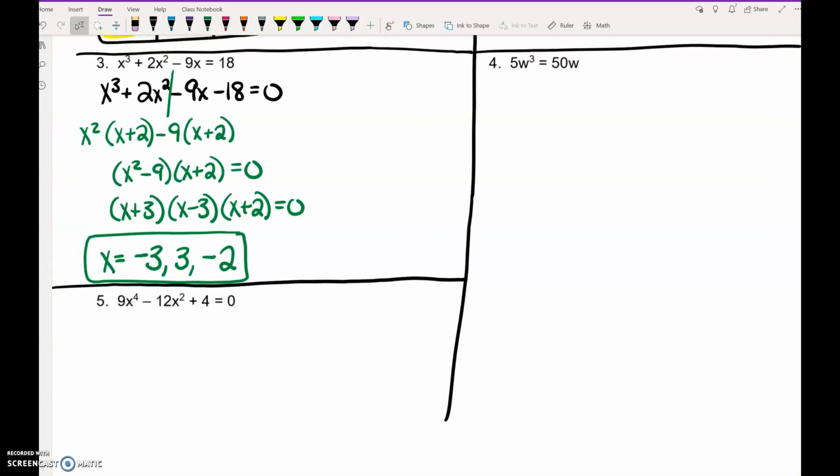All right, number 4. What do we need to do first in number 4? Okay, subtract. So we have 5w cubed minus 50w equals 0. What? You can get out the 5 and a w, leaving us with w squared minus 10.